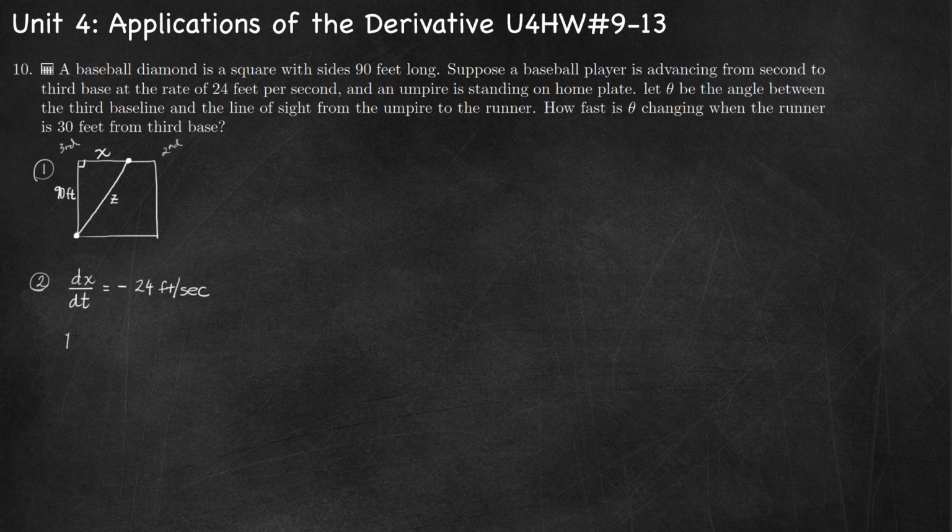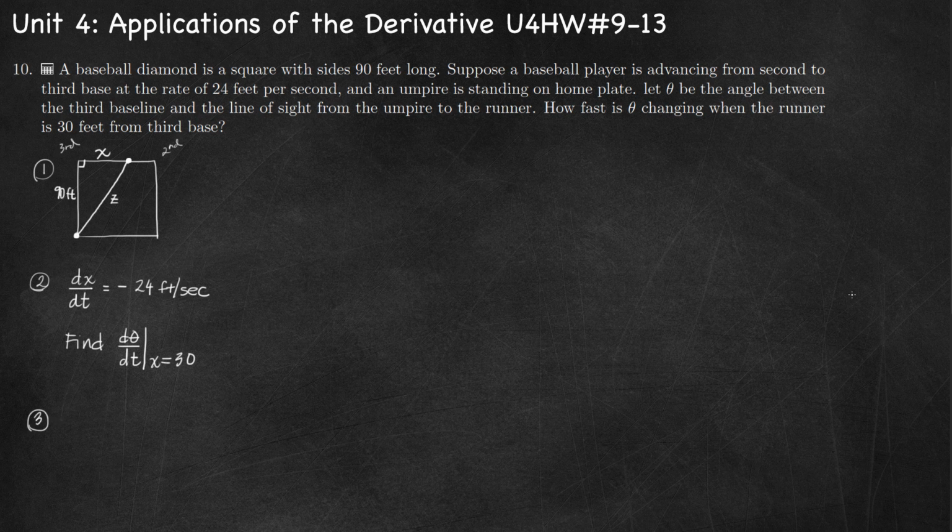Now the rate we're asked to find, we want to know how fast is theta changing when the runner is 30 feet from third base. So we want to find d theta dt, how quickly theta is changing with respect to time. At the instant in time when the runner is 30 feet from third base, that means when x is 30. So we're looking to find d theta dt when x is 30.